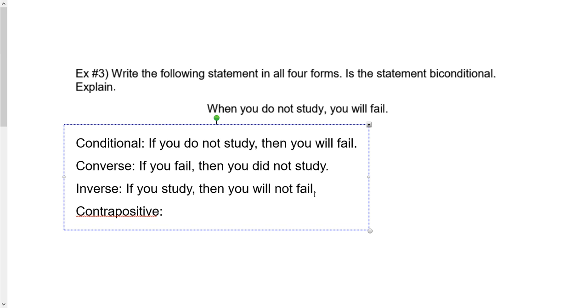The contrapositive is just the converse of the inverse, so we switch up these two statements. If you do not fail, then you studied.